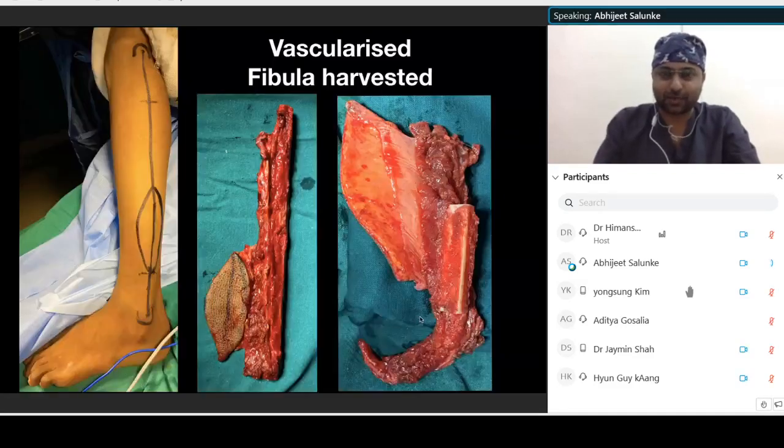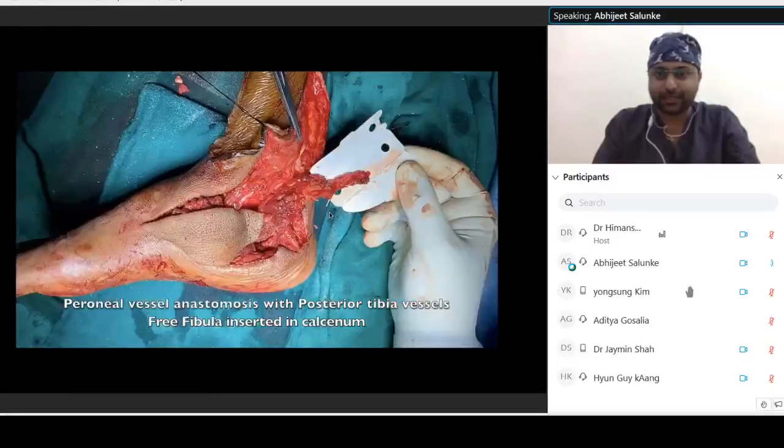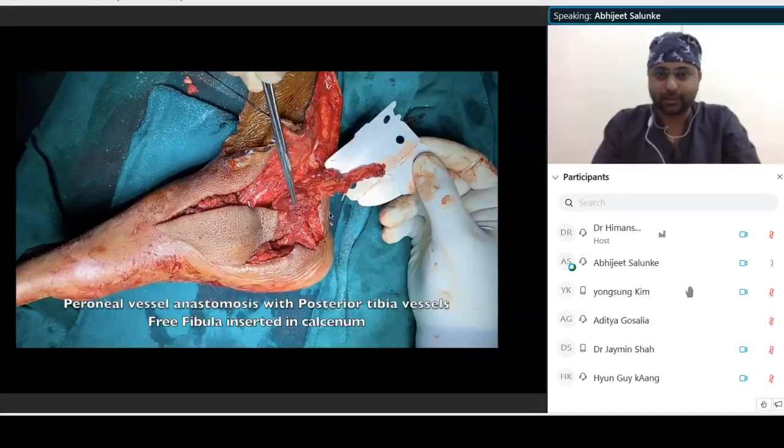So this was the vascularized fibula, which was given to us by our vascular surgeon team. The plastic surgeon at our department helped us to get a good vascularized fibula with a skin paddle, because it's quite a big defect and we had to cover with skin paddle so that we can visualize how good the anastomosis is and to get good skin coverage. This fibula went into the trough made in the calcaneum. So this was a vascular anastomosis. A few key steps: this is the pulsating vessel, which was the peroneal vessel, which was anastomosed with the posterior tibial vessel.